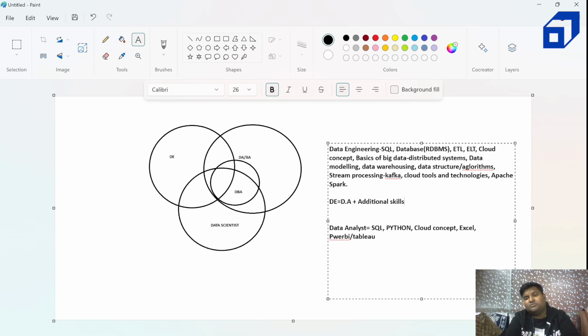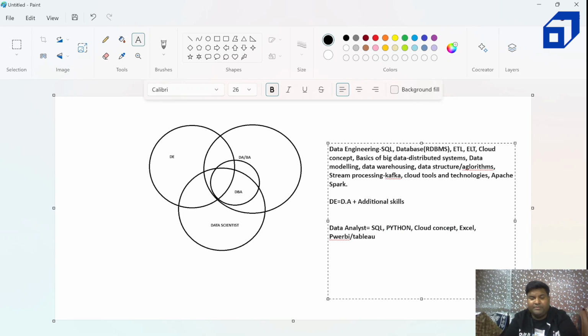So if a person wants to move from data analyst to data engineering, these skills he or she should know. On top of that, the additional skills, whatever you have mentioned here, if they can learn, they can move from a data analyst to a data engineer, right?